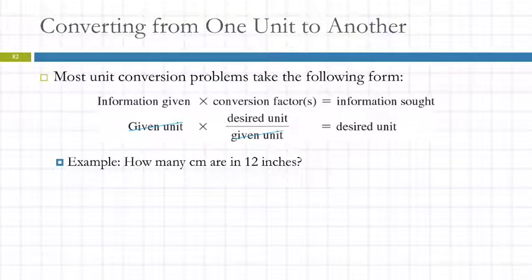So usually these are going to have a form like this. You're given information, a given unit. There's information that you're trying to find out, the desired unit. And what you're going to do is you're going to apply a conversion factor where the desired unit is on top and the given unit is on the bottom. The given unit cancels out, leaving you with the desired unit.